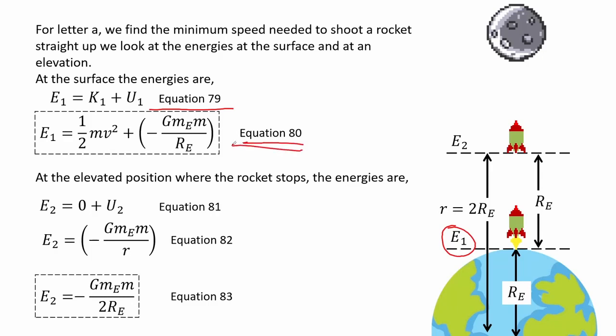Now, at the elevated position where the rocket perhaps runs out of fuel and stops moving, the energies are shown in equation 81. Here we see it has only the gravitational potential energy and we have equation 82. Since the height is just equal to the Earth's radius, the distance r measured from the Earth's center is equal to twice the Earth's radius, and we have the energy shown in equation 83.